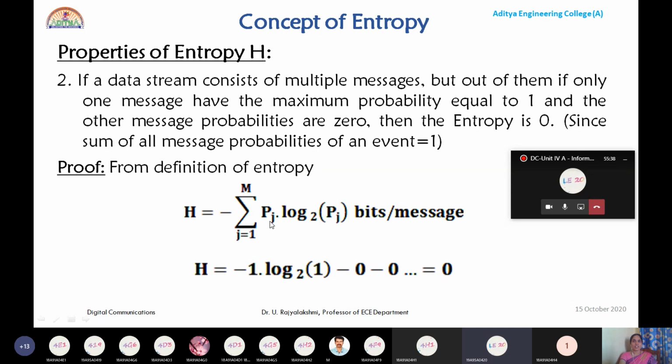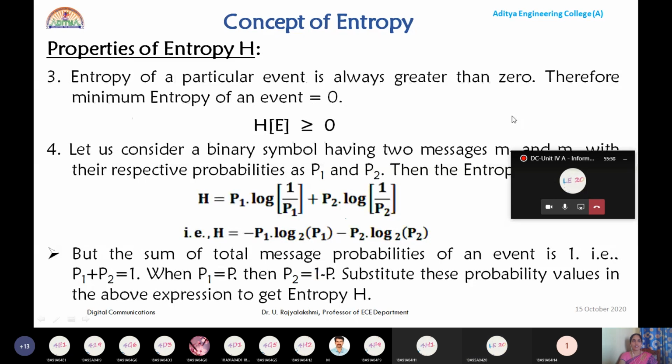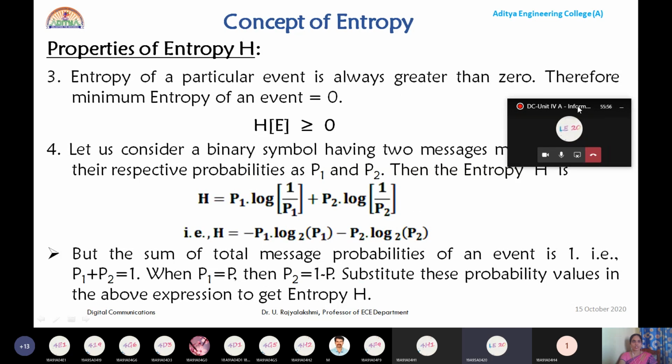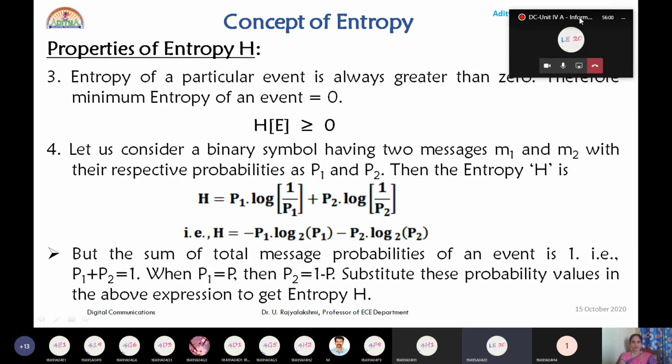Okay. So actually, you should prove that. So in exams, whenever you get a question like please explain the properties of entropy, you should write its statement and you should prove it. Okay. Next, third property. What is the third property? Entropy of a particular event is always greater than or equal to 0. Okay. Therefore, minimum entropy of an event is equal to 0.